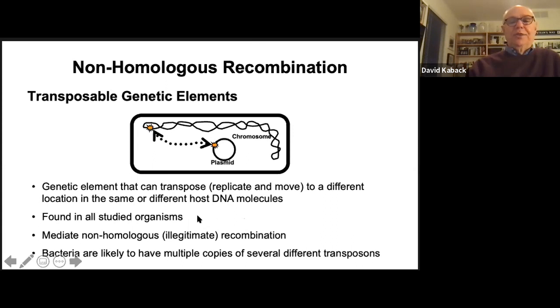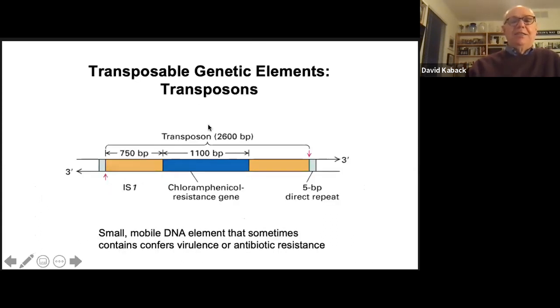Okay, this is called non-homologous or illegitimate recombination. And the things that do that best are called transposons, which very often carry drug resistance markers. Okay, and that's pretty much all I have to tell you about.